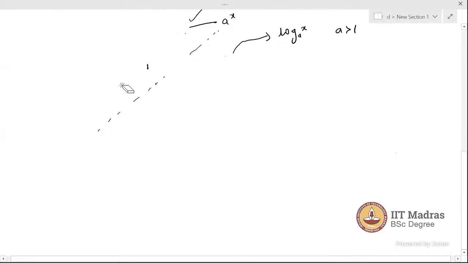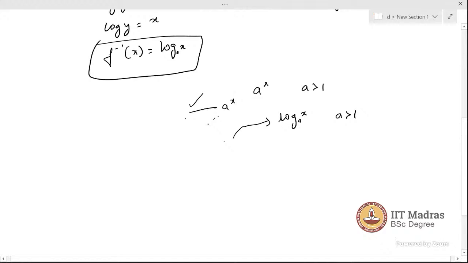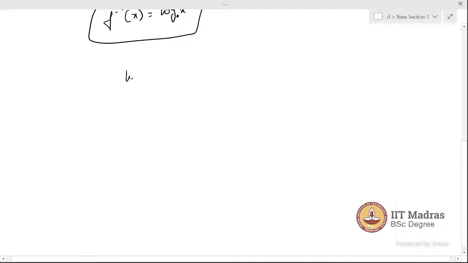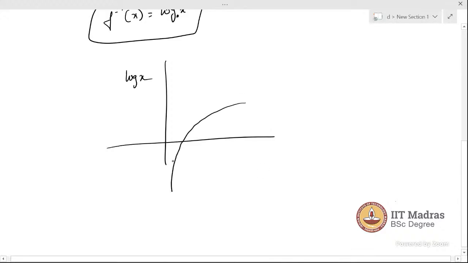So we understood what log functions are and how they are different from exponential functions. We understood what the domain and range are. One more thing I wanted to tell about the log function: if this is log x, and the graph for log x is something like this, can you tell me where its asymptote is? Can you tell me the equation of the asymptote here? x equals 0.